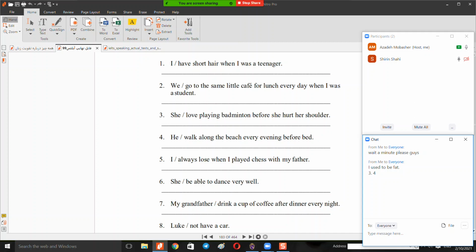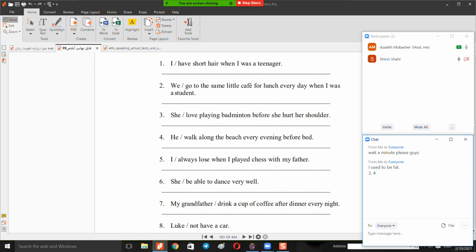And number 6, to be able to dance very well, just used to. Why? Because it's a state. It's not active. The verb be is a stative verb. To be always talks about different states. I am sad. I am hungry. I am mad. These are states of mind. There's no action in be.